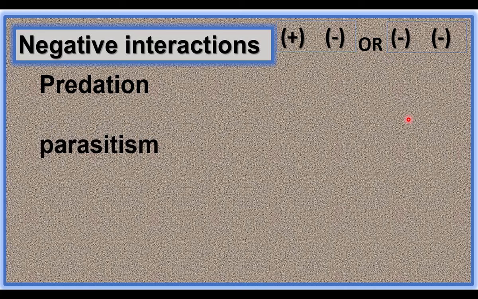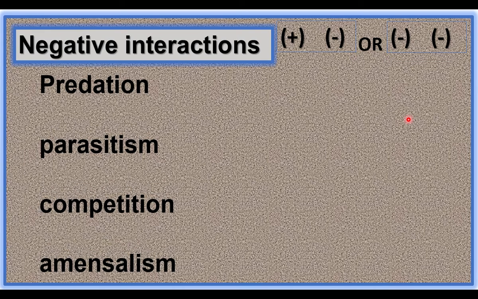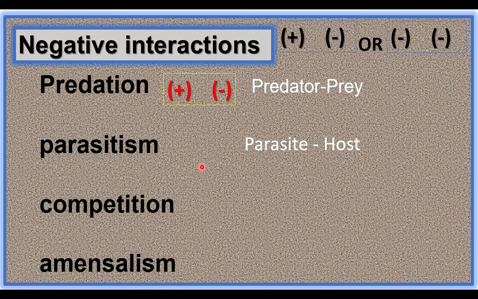Predation, parasitism, competition, and amensalism are the types of negative interactions. Predation involves the interaction between predator and prey. Here one is benefited and the other is harmed. Parasitism is an interaction between parasite and host. Here also one is benefited, the other is harmed.